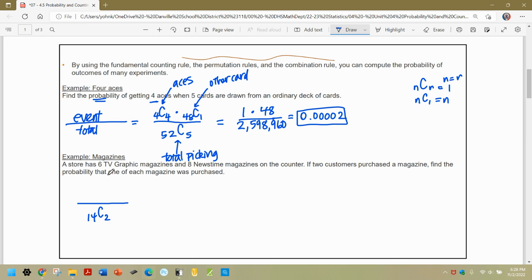Now it specifically says you want one of each. So that means out of the 6 TV Guide magazines, you're going to choose one. And out of the 8 Newstime magazines, you're going to choose one. And then we multiply those together. Let me mention another thing, kids. This 6 and the 8 on top should always add to the 14 on the bottom. The top left number and the bottom left number add up to the bottom left number. Same thing with the right numbers: the top right 1 and the top right 1 add together to get 2.